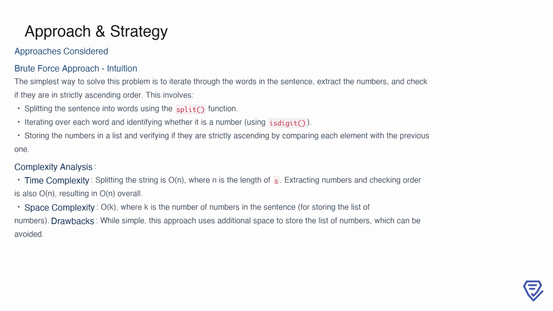The time complexity of this approach is O(n), since splitting the string and iterating through the words both require linear time. However, it does have a space complexity of O(k), where k is the count of numbers in the sentence, because we allocate additional memory to store the list of numbers. The main drawback of this approach is precisely this extra space usage, which could be avoided with a more efficient strategy.